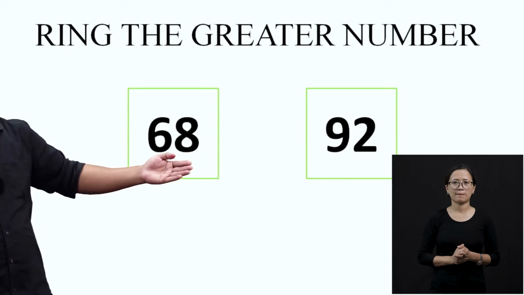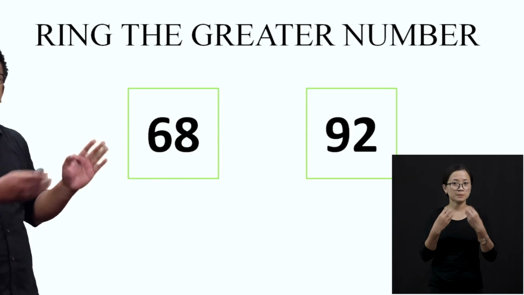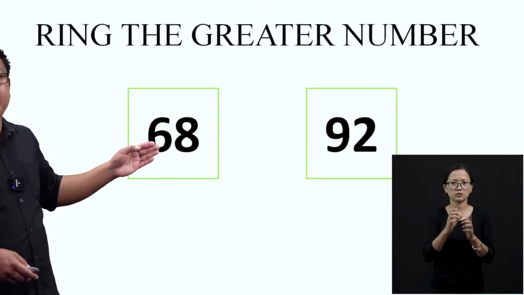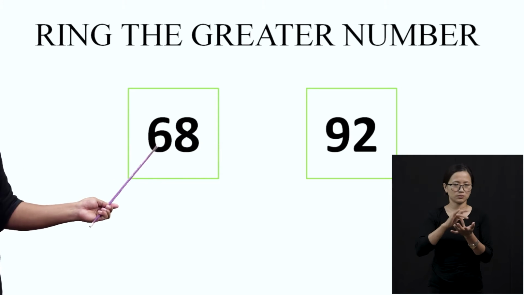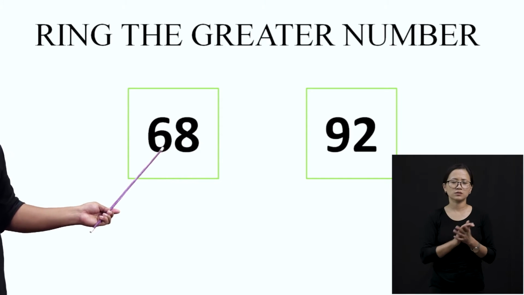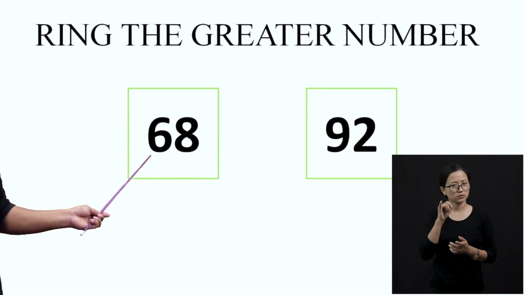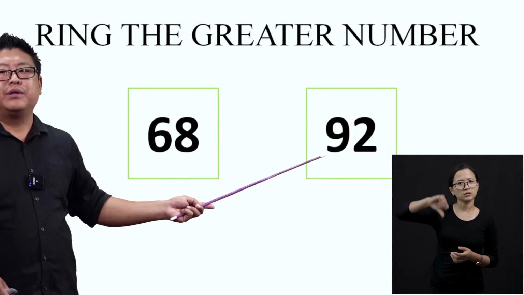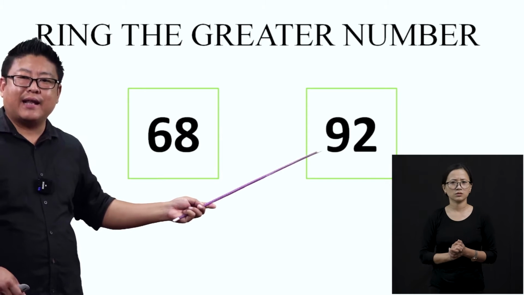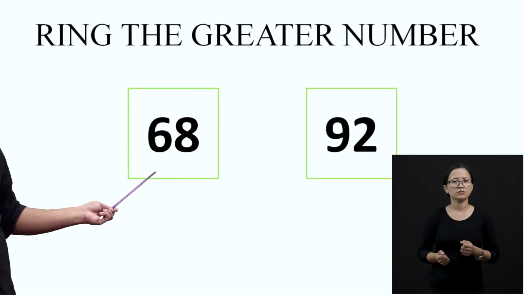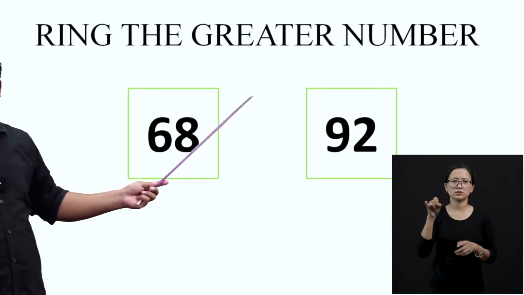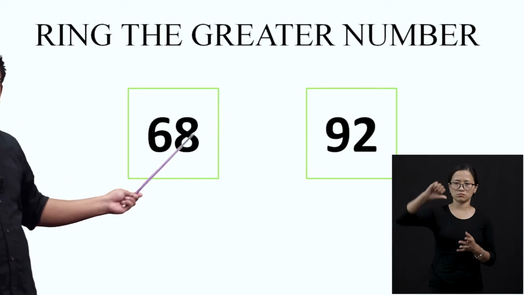Now, if you want to find the bigger number for two-digit numbers, always check the tens place. Always check the tens place. In 68, the tens place is 6, right? And in 92, the tens place is 9, right? So you compare 9 and 6. Which number is bigger? Yes, 9 is bigger than 6.